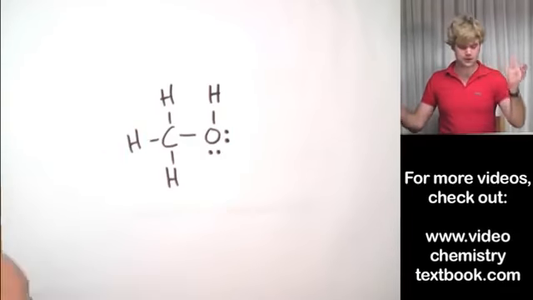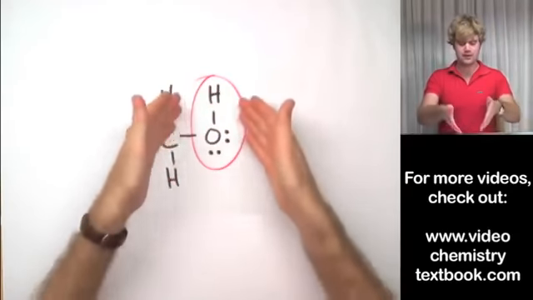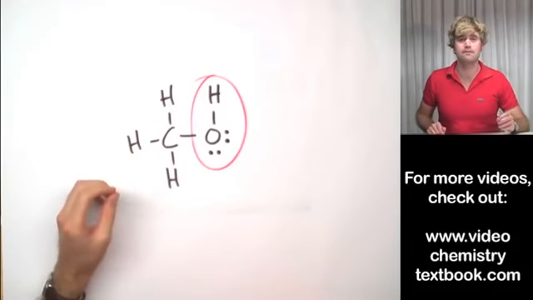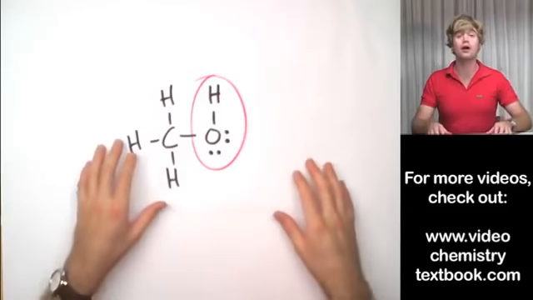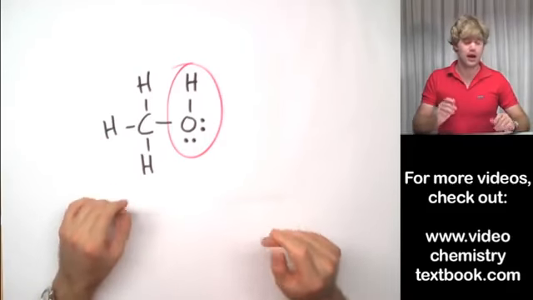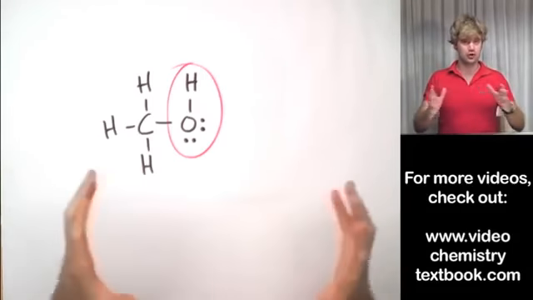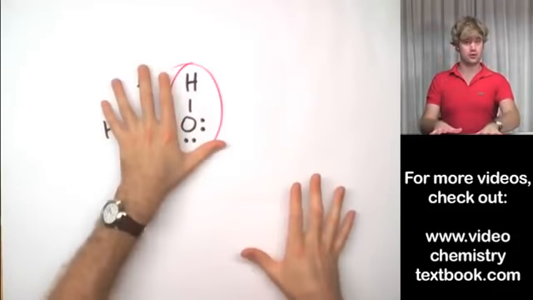And so somebody circles this O and H here, and they say this right here shows the hydrogen bonds. Is this right or not? It is not right. It's not right at all. And here's why. Hydrogen bonds are intermolecular attractions, which means that they happen between molecules.